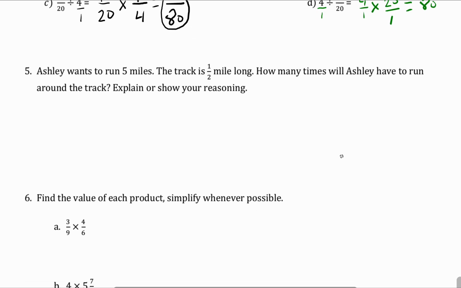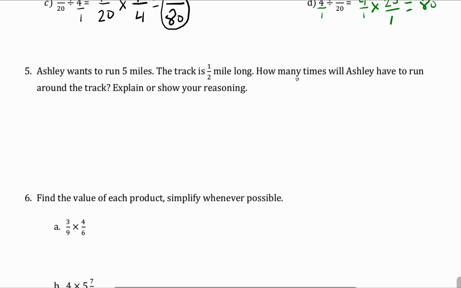We have here that Ashley wants to run 5 miles. The track is 1/2 mile long. How many times will Ashley have to run around the track? So she wants to run 5 miles, but the track is only 1/2 mile long. How many times will Ashley have to run around the track?